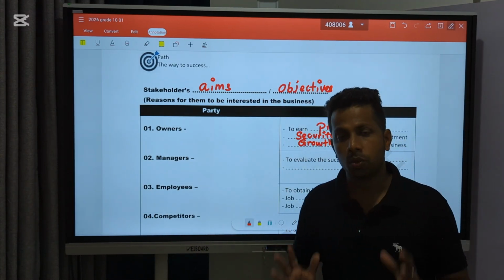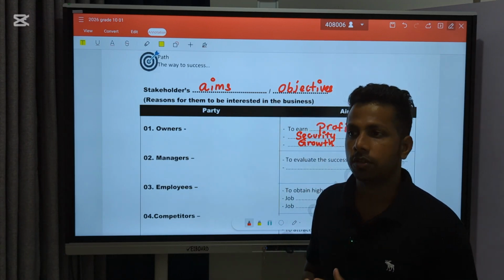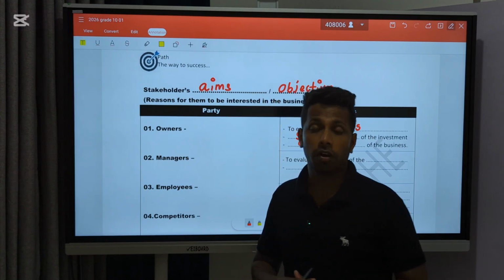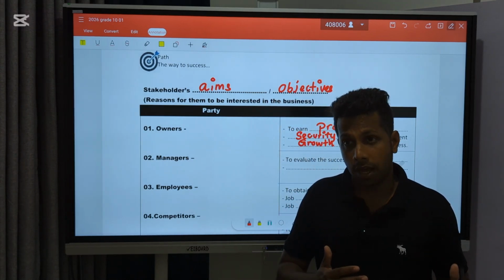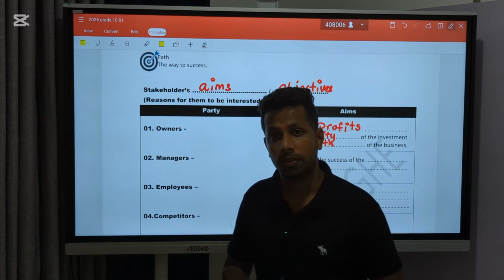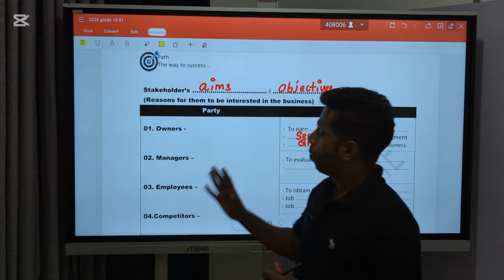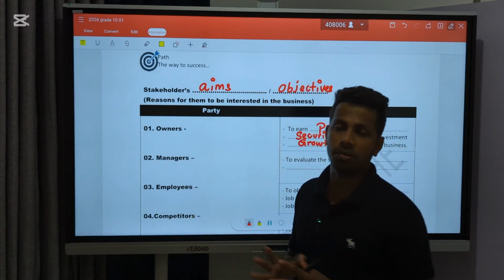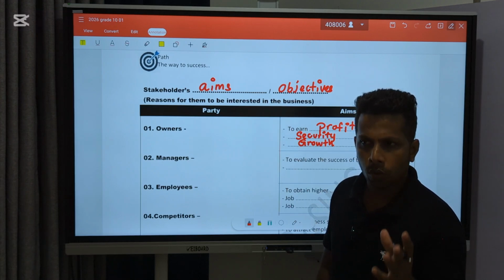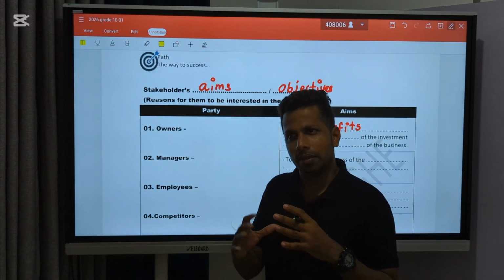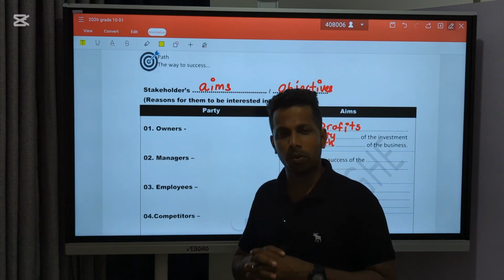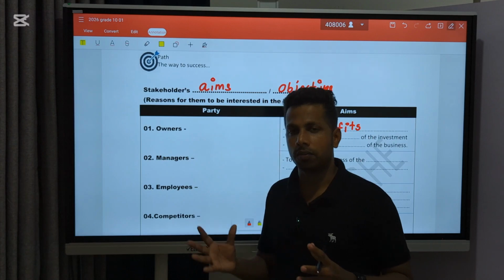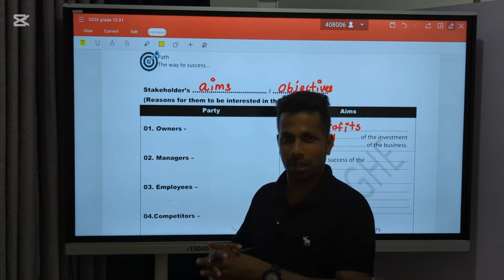Dear children, now let's move to managers. So you know managers. You know about managers. They act on behalf of owners. They are responsible in taking decisions, right? So however, now think, my dear children, reason for them to be interested in the business. However, managers also are kind of employees, no? They are also employees, no? We can call them white collar workers, not blue collar workers. Blue collar workers are minor workers, just employees.